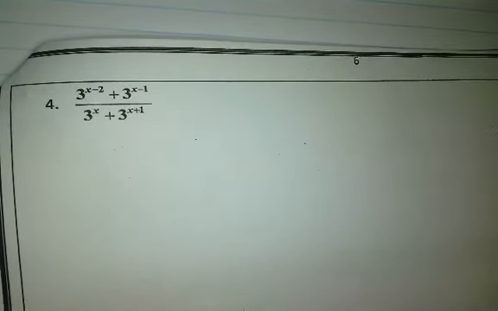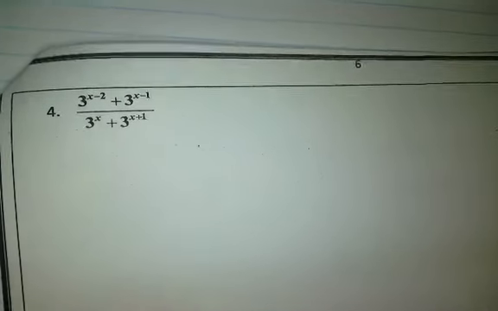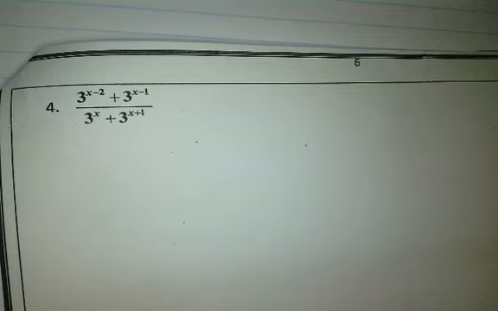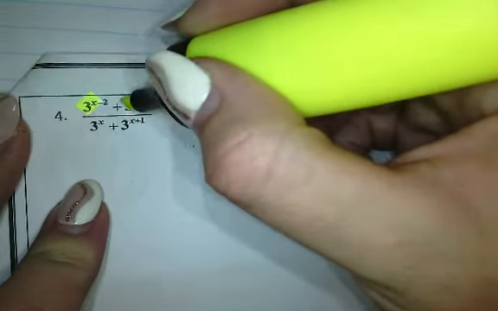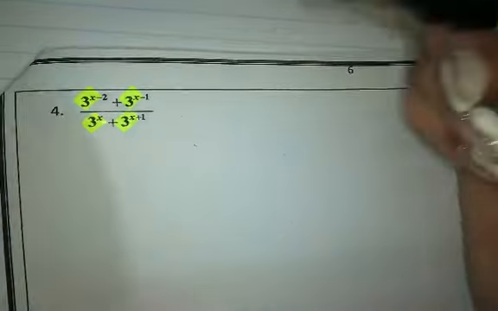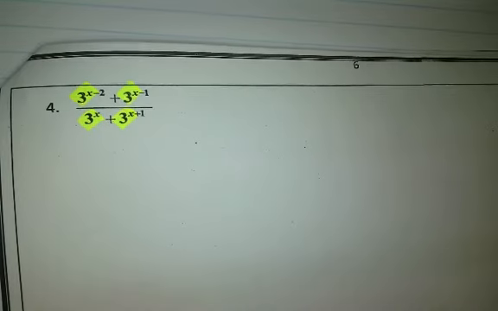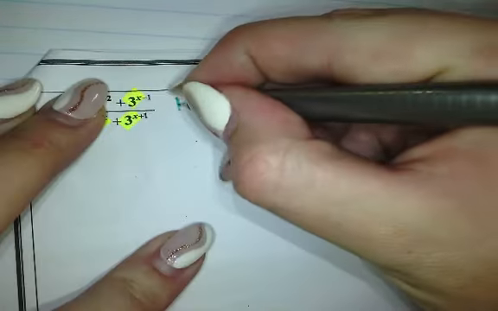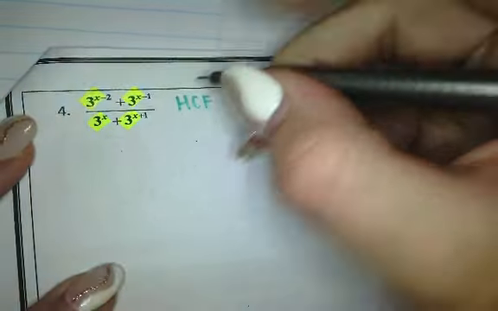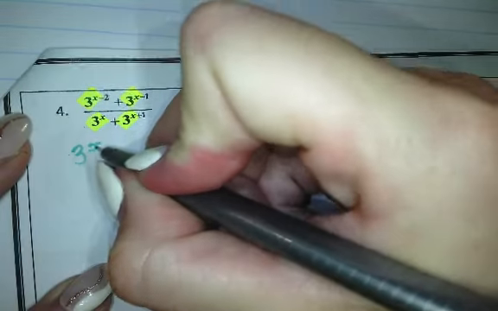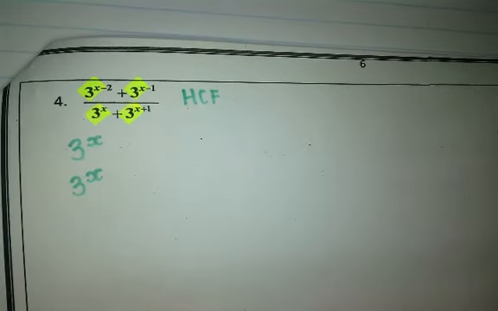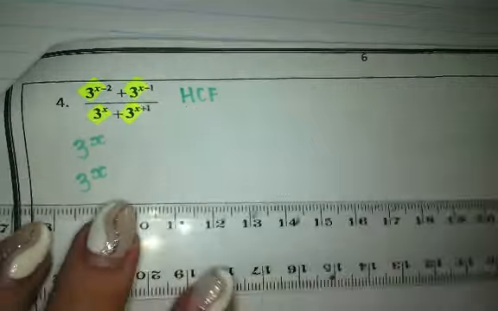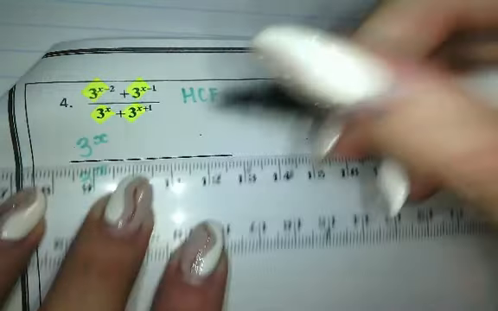Okay, so what's going to happen is over here we've got addition separating our terms at the top and at the bottom. What can we see is exactly the same? Okay, 3 to the power of x. That 3 to the power of x is going to be my HCF. So at the top I'm going to take out a 3 to the power of x, and at the bottom I'm going to take out a 3 to the power of x. Remember, the whole point of taking out HCF is to cancel.